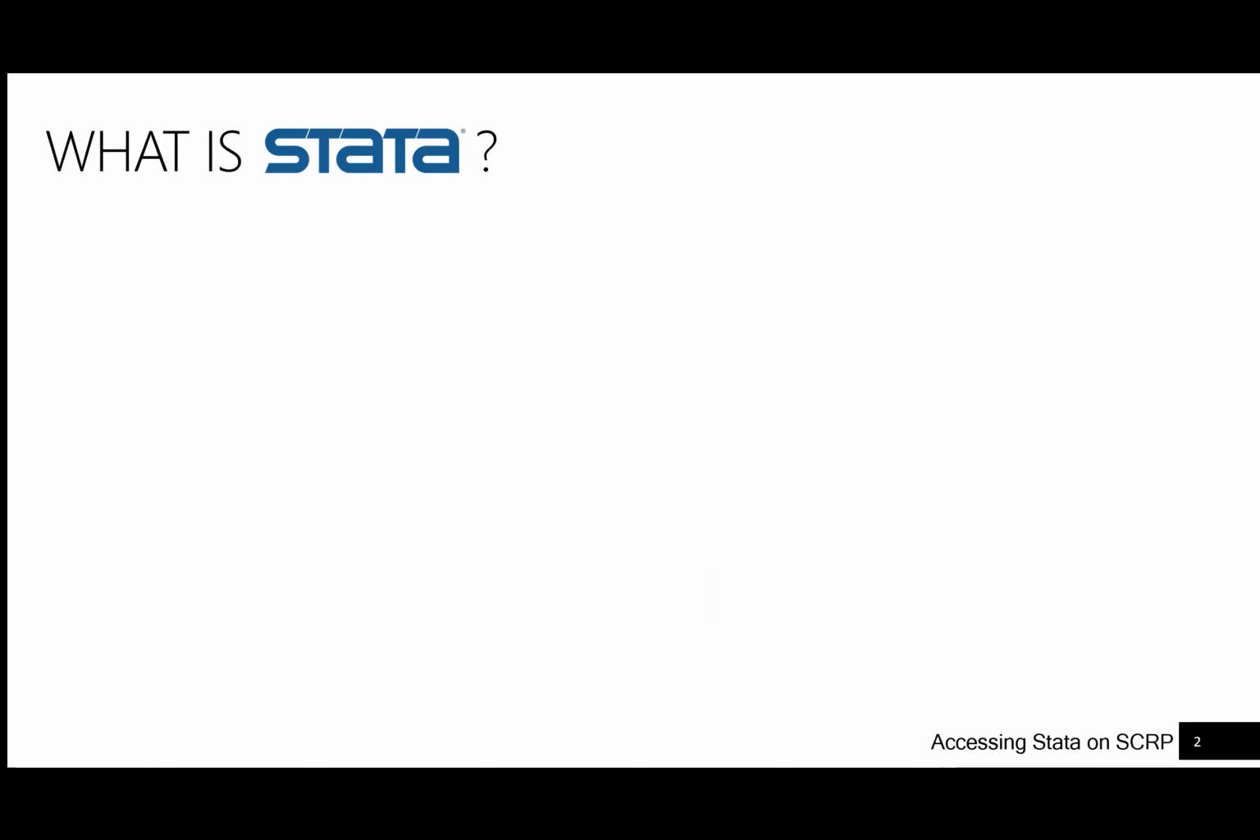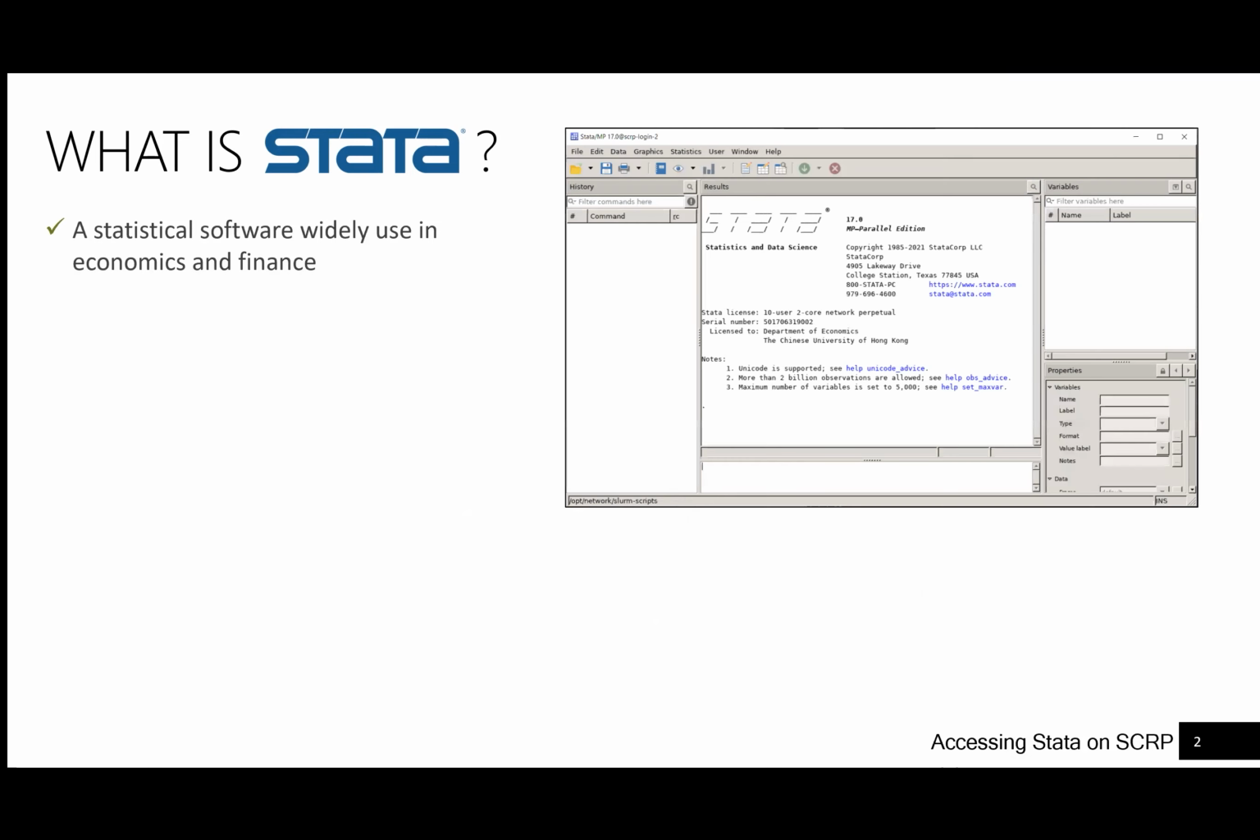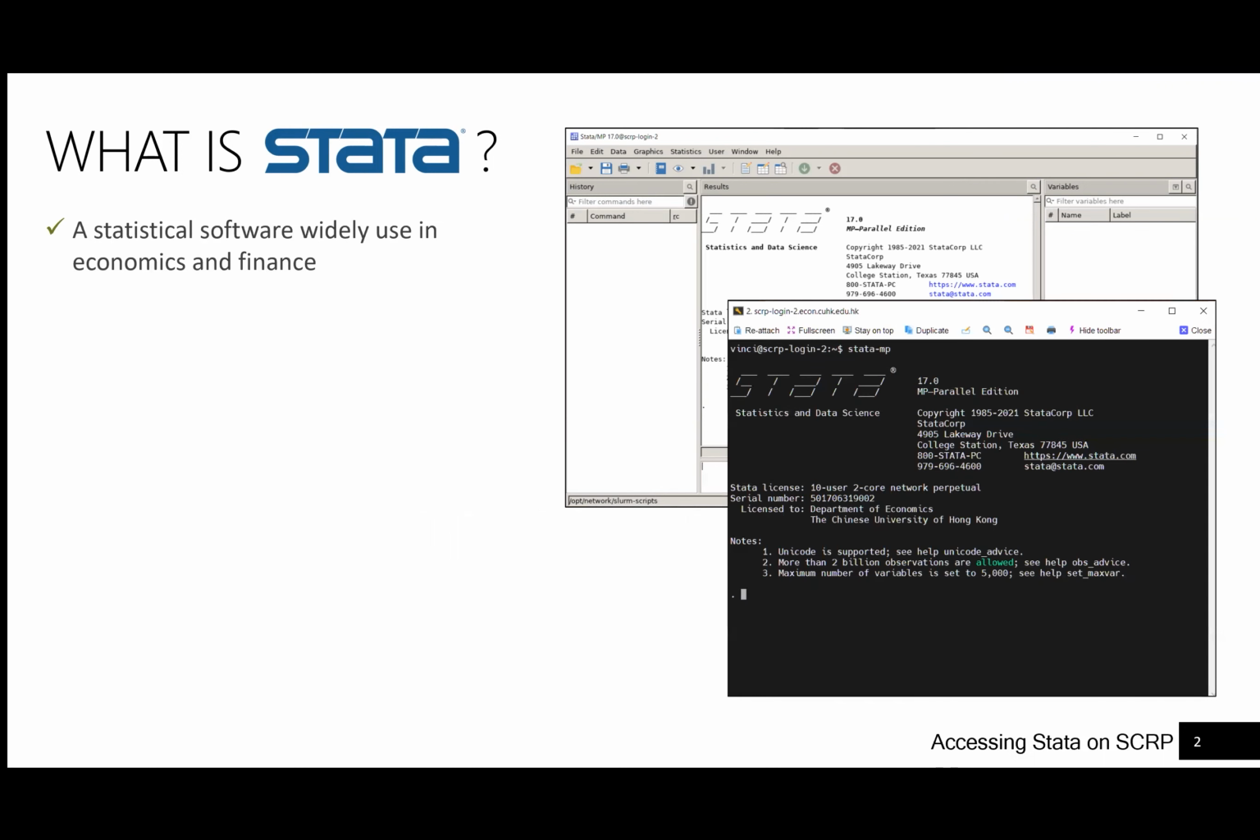So first, what is Stata? Now, Stata is a statistical software widely used in economics and finance, among other fields. And it has a graphical user interface version, as well as a console interface. Stata is known for having a rich assortment of estimation procedures. Anything you need in economics, particularly at the undergraduate level, Stata probably has it.